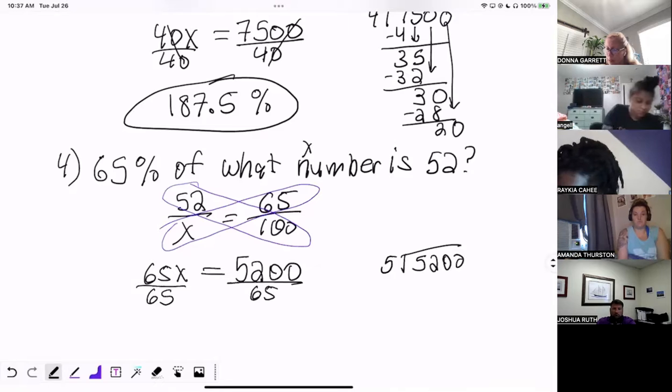Okay, so what do we get? Well, how about 65? How's that? I can't divide 65 by 5. I can't divide it in 52. I can divide it in 520. Okay, so how many?